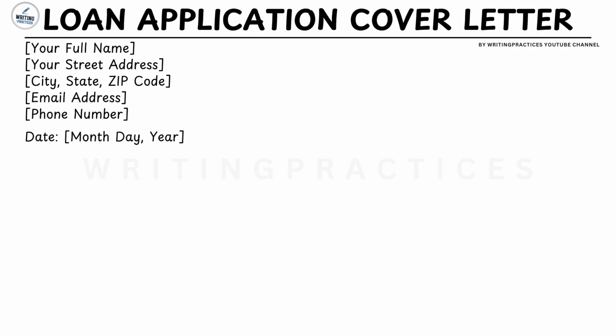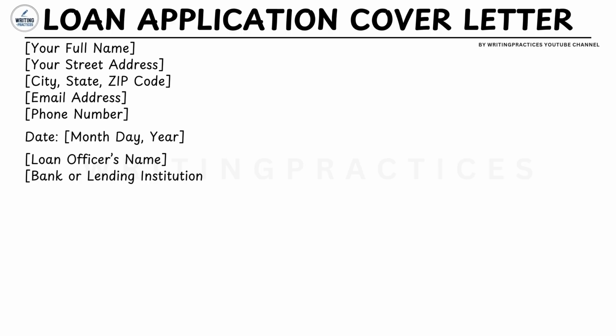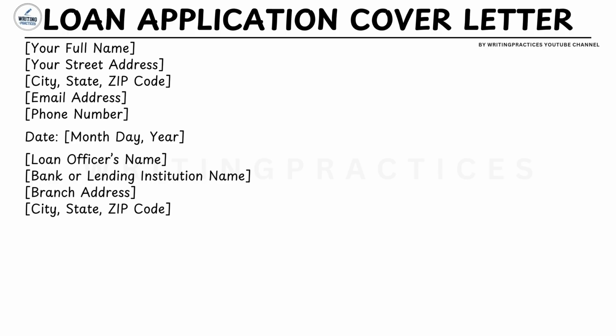The loan officer's details. Next up is the recipient's information. This is where you address the loan officer or the bank representative who will be reviewing your application. Here's the format: loan officer's name, bank or lending institution name, branch address, city, state, zip code. If you don't know the specific name of the loan officer, it's still better to call the branch and find out, or you can write loan department instead. Including the full address of the branch shows that you've taken care to direct the letter appropriately.